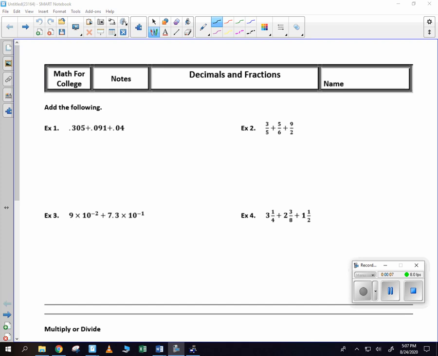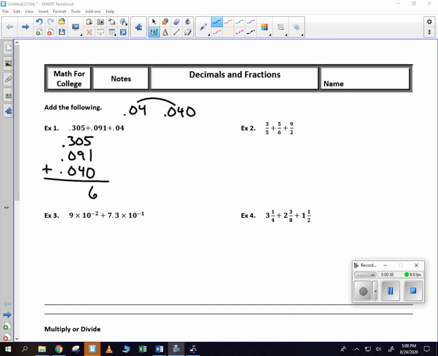When you're adding decimals, it's very important to line up the decimal points. So 0.305, 0.091, and 0.04. We're going to drop a zero behind that. The zero does not count as any value in that situation, as 0.04 is the same as 0.040. Those are the same, so we can just do that.